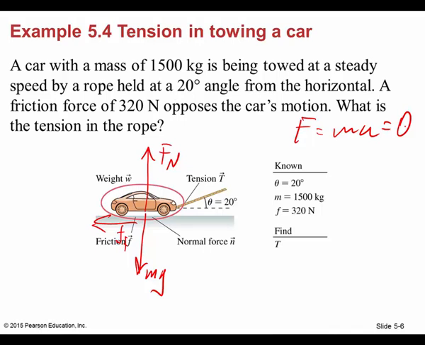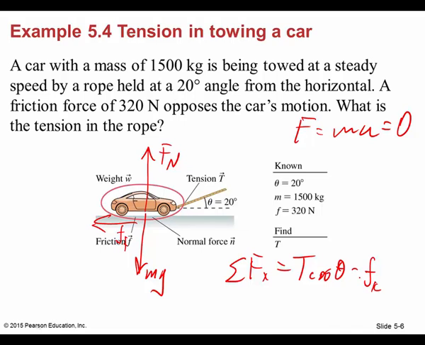So how do we find the tension in the rope? Notice we have some components here. The sum of the forces in the x direction is equal to what? It would be T cosine theta minus friction. And that's static friction or kinetic friction? It would be kinetic, right? Yes, kinetic, which is equal to 0.